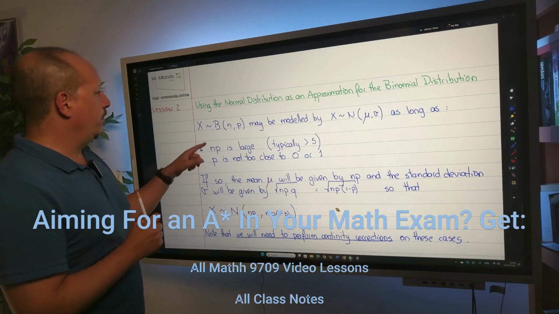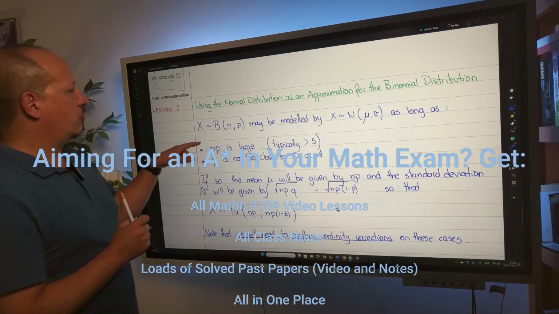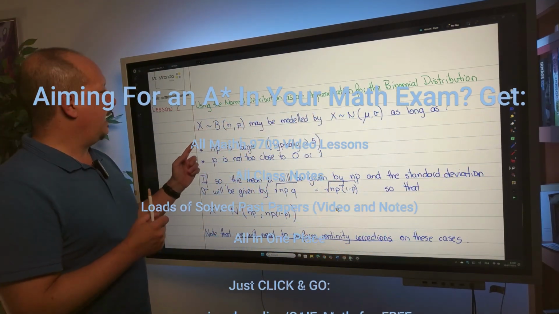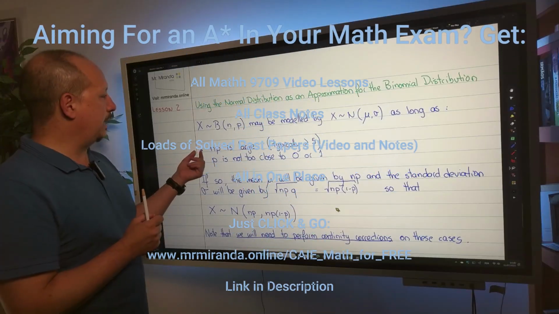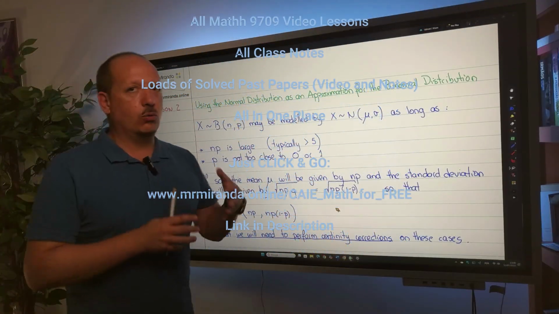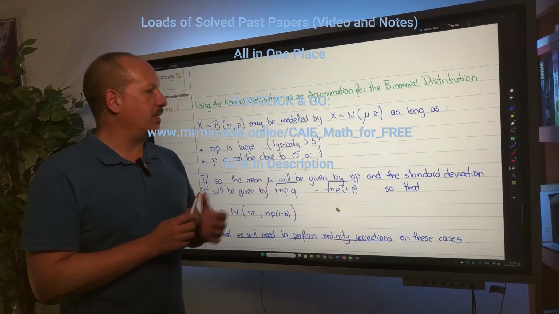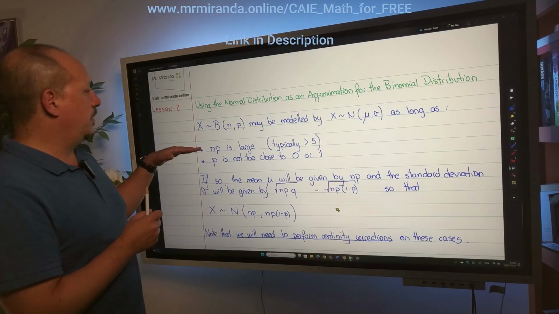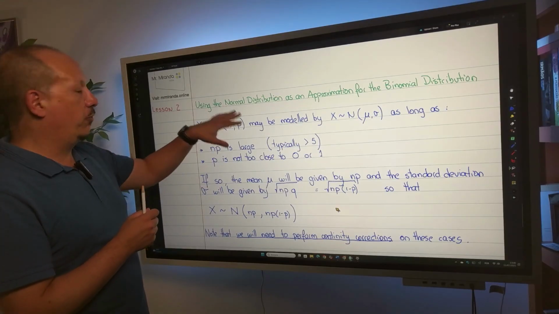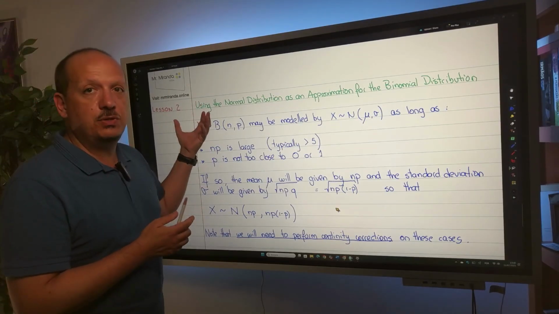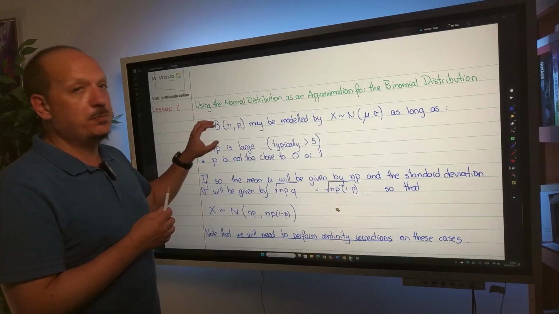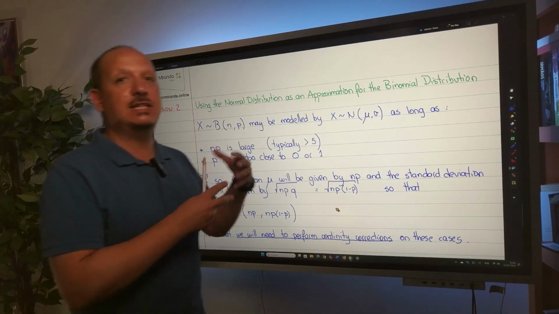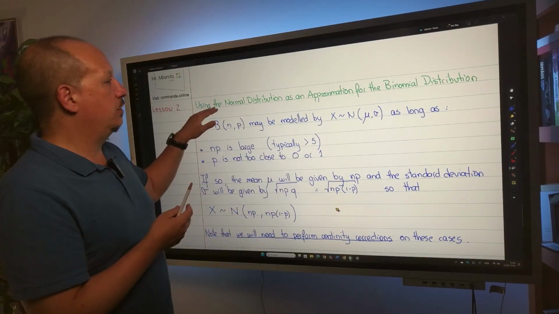You need to know that the number of trials that you are studying and the probability multiplied together is a large number. What do they consider a large number? Something that is bigger than 5. All right? If the product of n and p for the binomial, for something that can be treated as a binomial distribution, is bigger than 5, then you can turn that into a normal distribution.